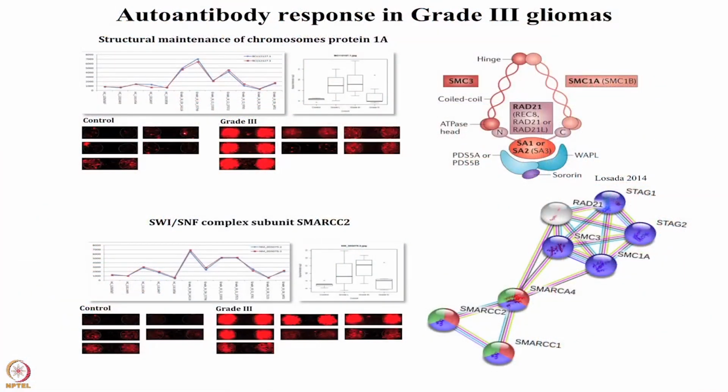Another interesting protein is structural maintenance of chromosomes protein 1A, which is part of the cohesin complex and a very important part of the kinetochore. It interacts with BRCA1 and is involved in DNA repair. Another interesting protein was SWI/SNF complex subunit SMARCC2, which is a subunit of the large ATP-dependent chromatin remodeling complex. It regulates the transcription of genes by altering chromatin structures.